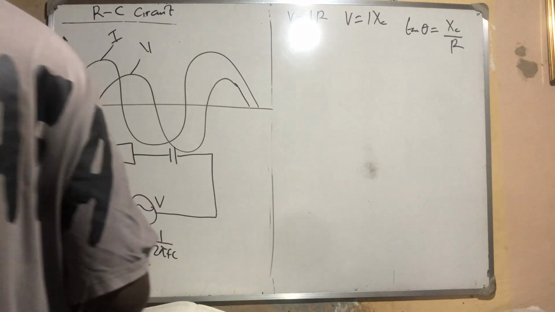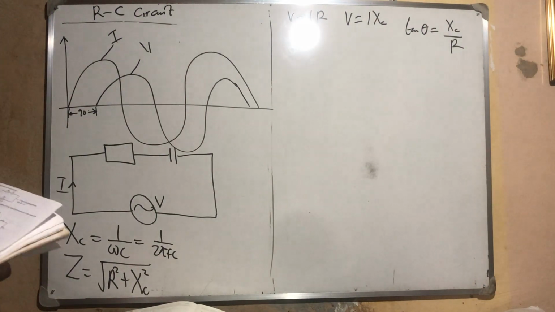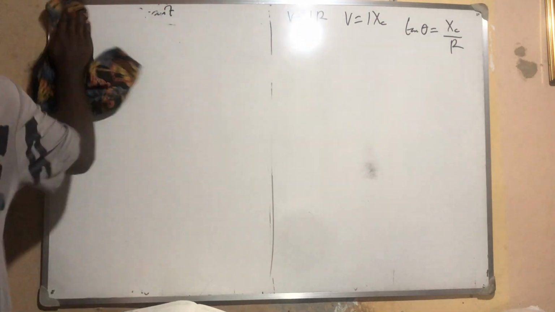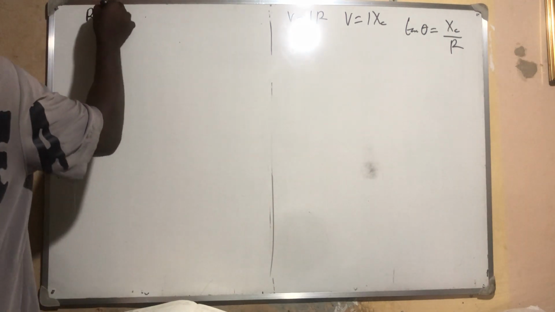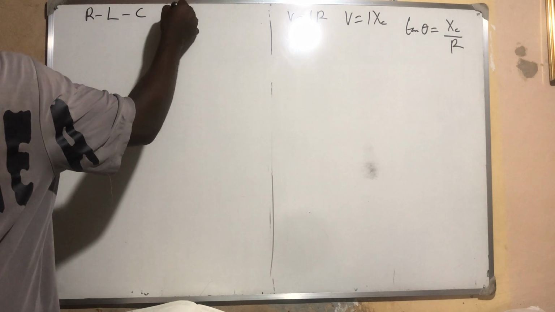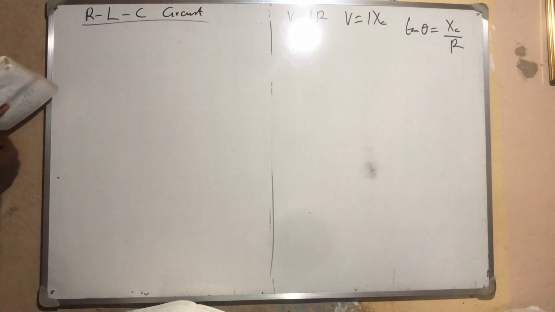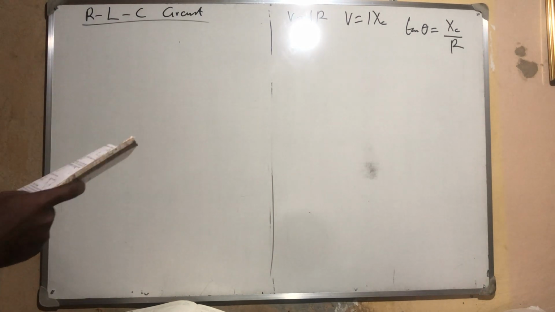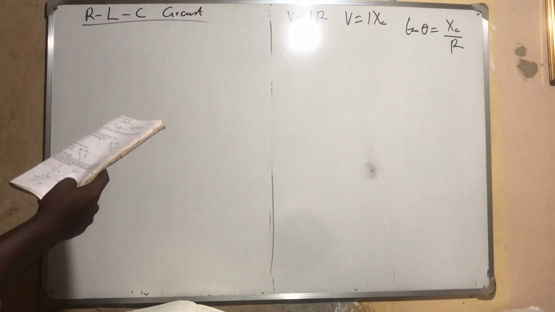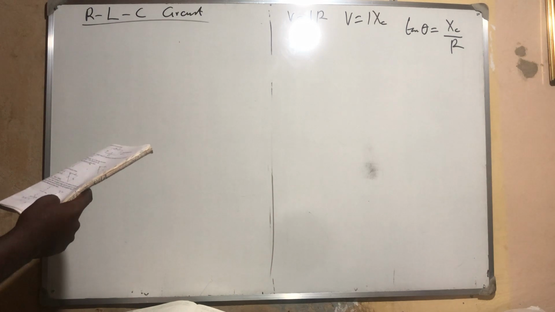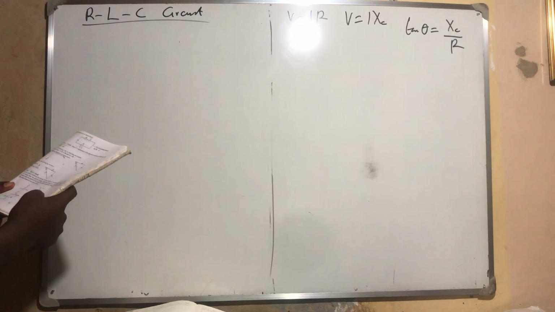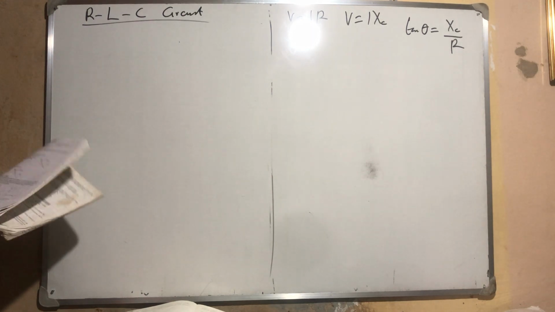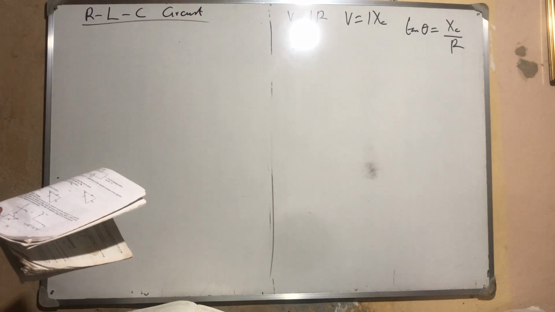So the next one, before we start solving calculations, is when it contains the three of them. When I have the resistor, the inductor, and the capacitor as a circuit. Okay? So what happened? All right, an AC circuit containing the resistor R, the inductor L, and the capacitor C is called the RLC circuit. Here, the applied voltage leads the current by a phase angle of 90 degrees. Okay, while the current at the same time lags the applied voltage by the same 90 degrees.